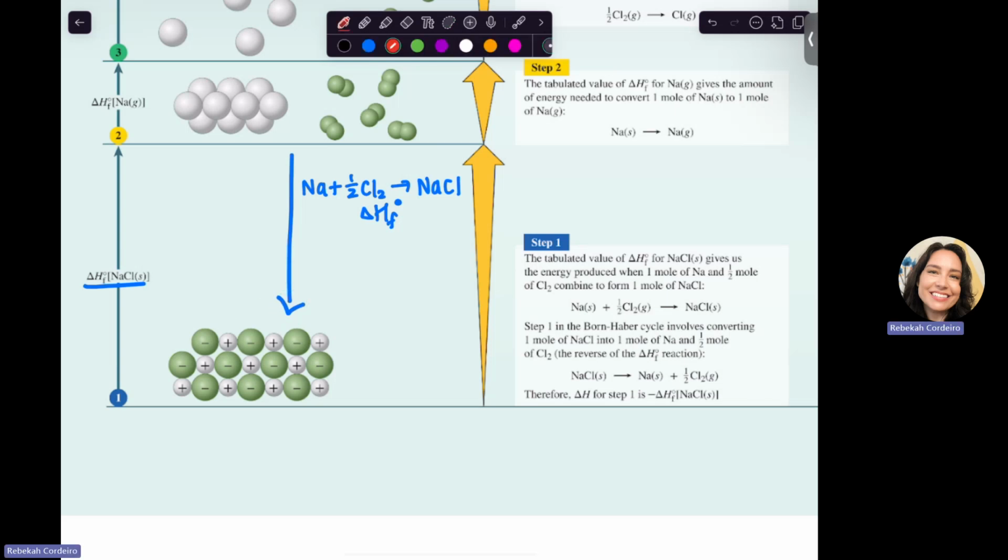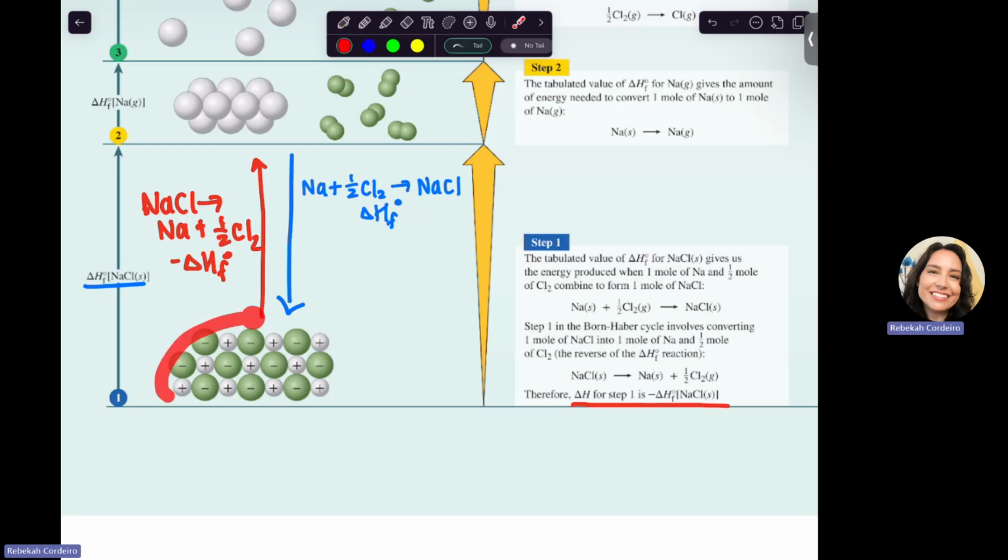If we flip it, we're going to say NaCl goes to Na plus 1/2 Cl2. And that's going to be the opposite of the enthalpy of formation. So I would flip the sign if I'm going up; it would be regular if I'm going down. So the delta H for step one is negative of the enthalpy of formation because I'm trying to go from solid to elements.